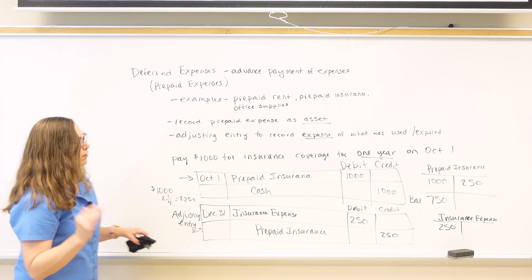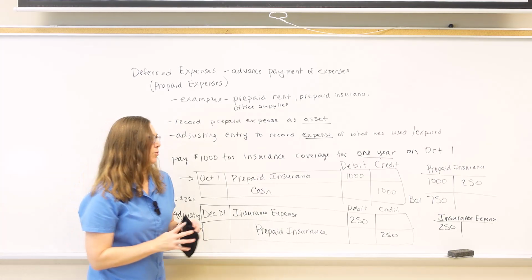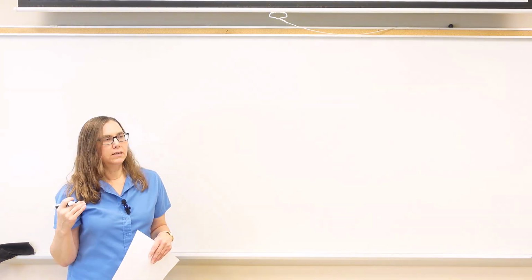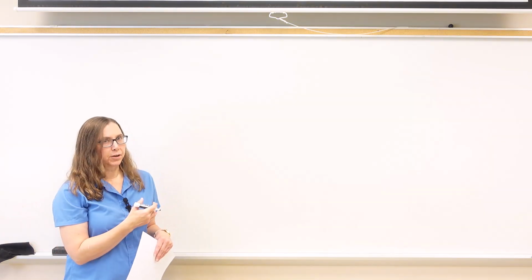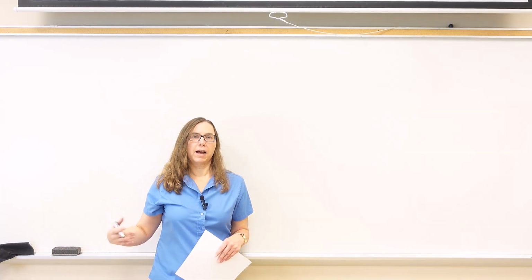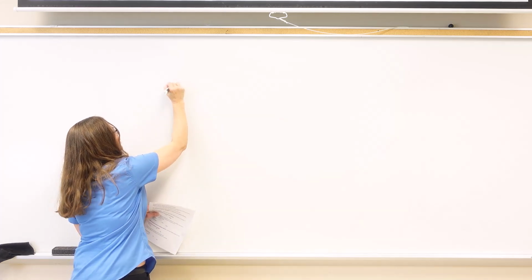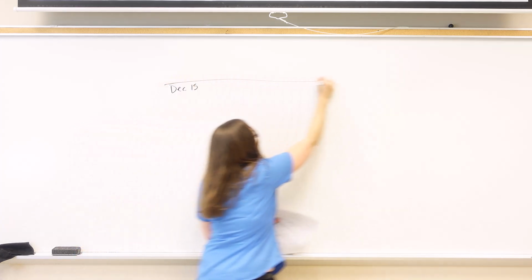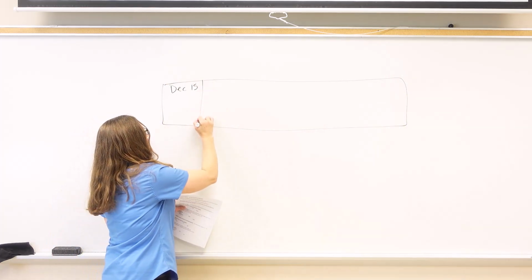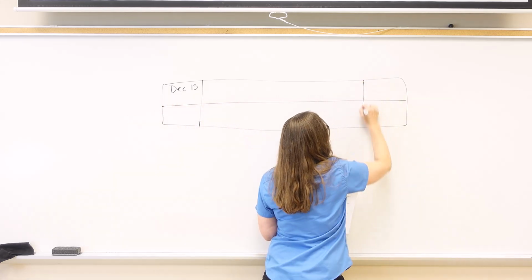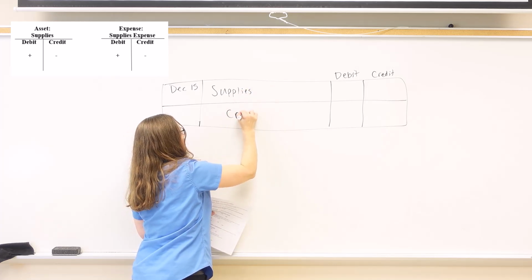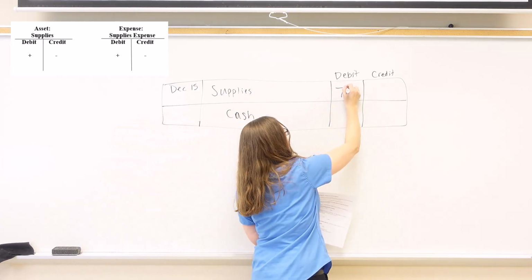All right, I'm going to erase this and do a supplies example, an office supplies example. The supplies example is going to work like the prepaid insurance example. The original purchase of the supplies would go in an asset account. So let's say on December 15th, they purchased $700 of supplies. You would debit supplies, credit cash for $700.